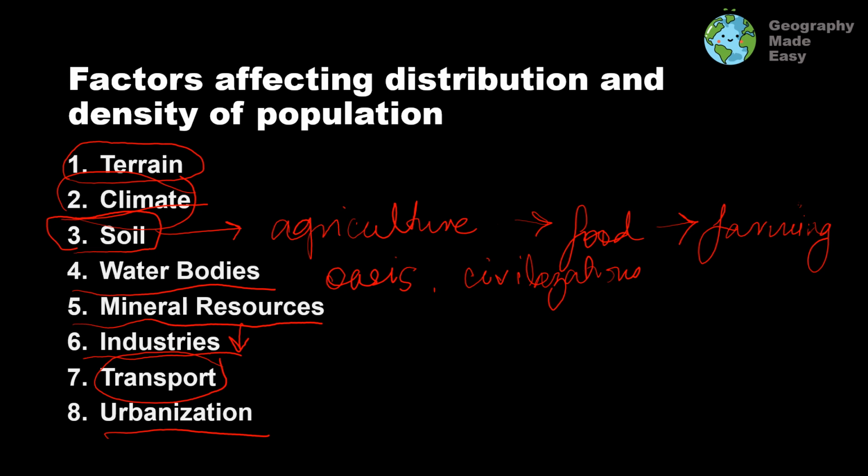Example, all the metropolitan cities of the world have very high density of population. Example, Paris, New York, London, New Delhi. They are all because of the urbanization process, which is continuing constantly.